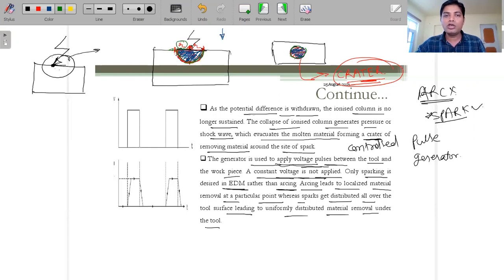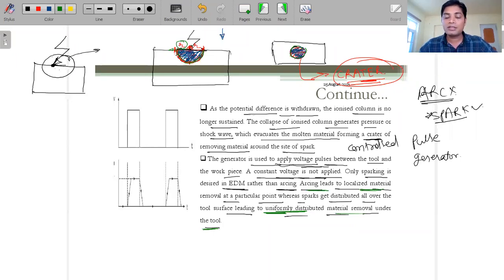So this small r is uniform, meaning from the center it is the same in all directions. When you see the top view, it will be r, and when you see the front view, it will also be r. That's why we are using it. Okay, uniform distribution of material removal under the tool occurs when the spark is generated.